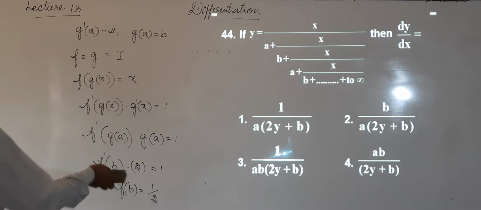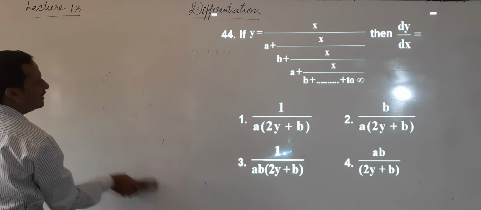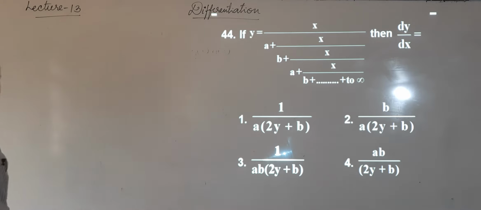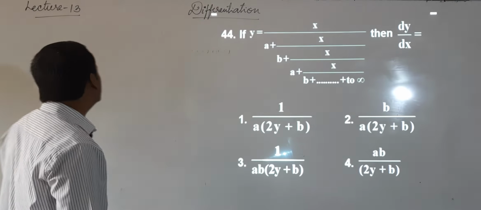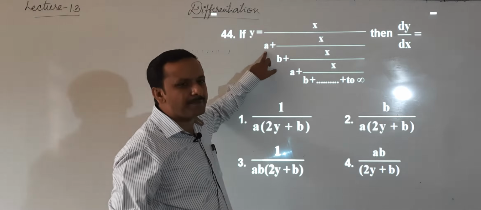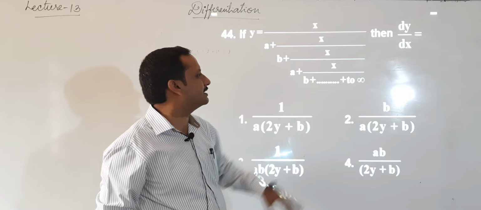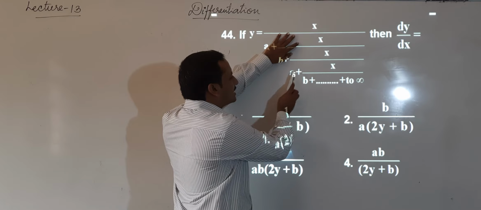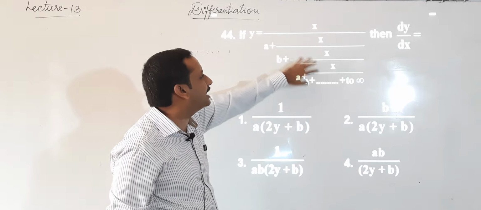Then 44th question. If y is equal to x by a plus x by b plus x by a plus x by b plus etc. up to infinity, then dy by dx is equal to. So here, observe, y is equal to x by a plus x by b plus x by a plus x by b plus etc. It continues in that way. Now if I remove this much, starting from here, you have x by a plus x by b plus x by a plus x by b plus etc. It continues in that way.